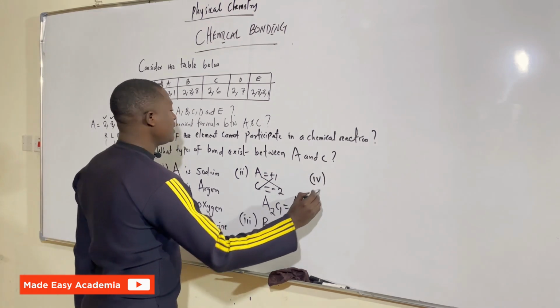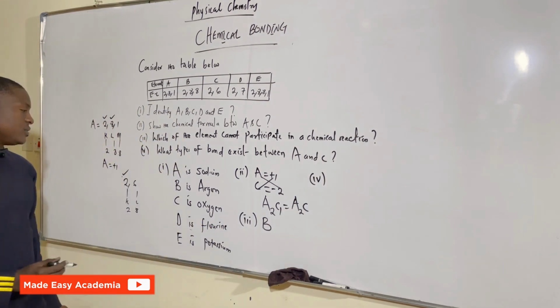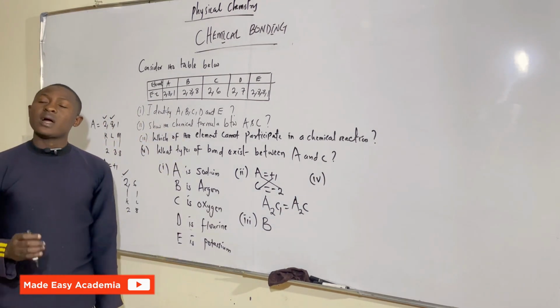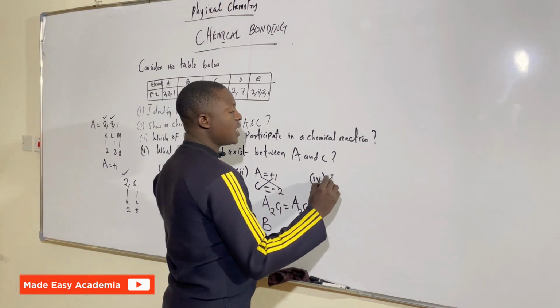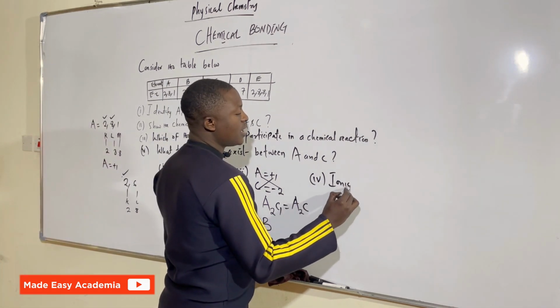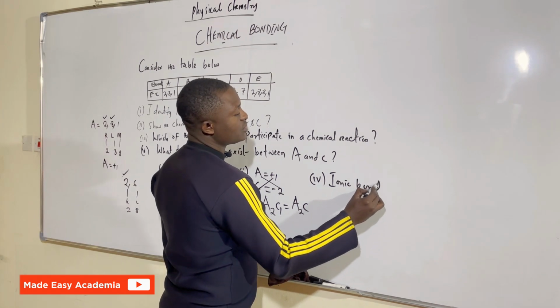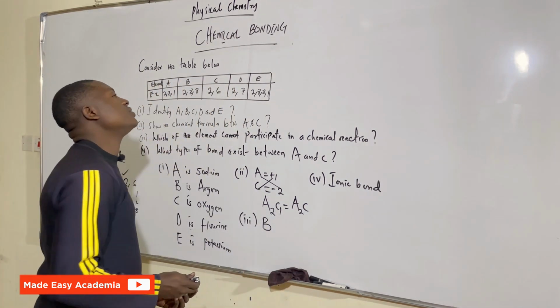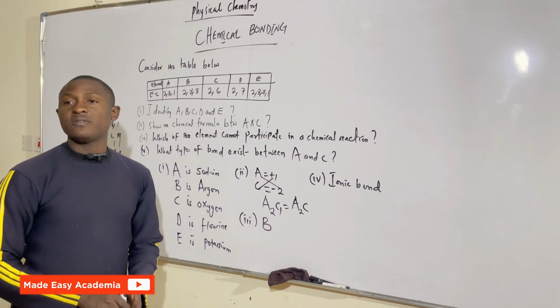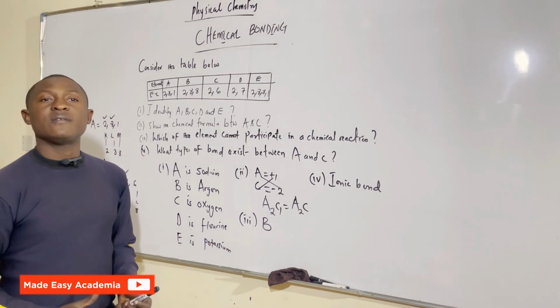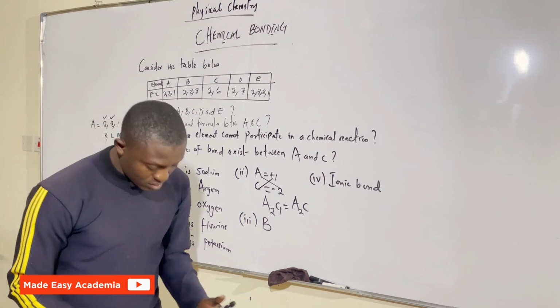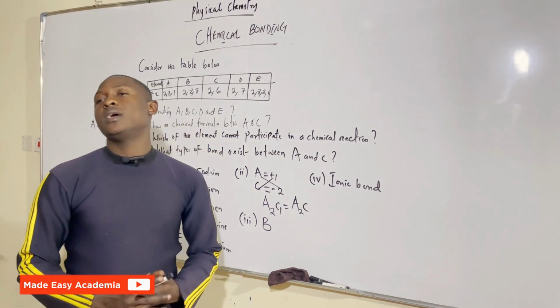Then the fourth one: what type of bond is it between them? If one is metal and one is non-metal, the only bond that can exist between them is what we call ionic bond. And I told you, ionic bond is nothing but electrovalent bond. If you deal with pairing and sharing of electrons, we make use of covalent. But if you're dealing with transfer of electrons from metal to non-metal, we make use of ionic bond.